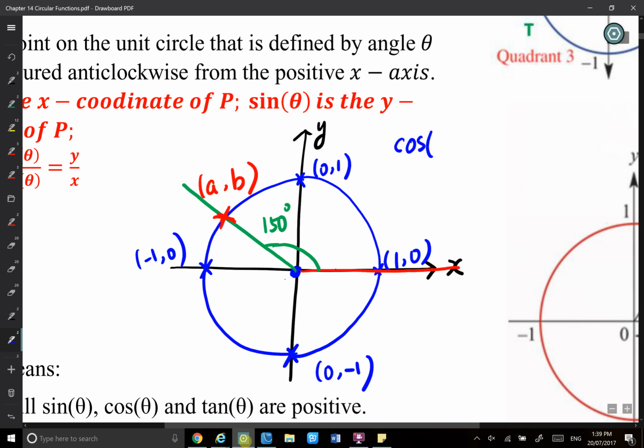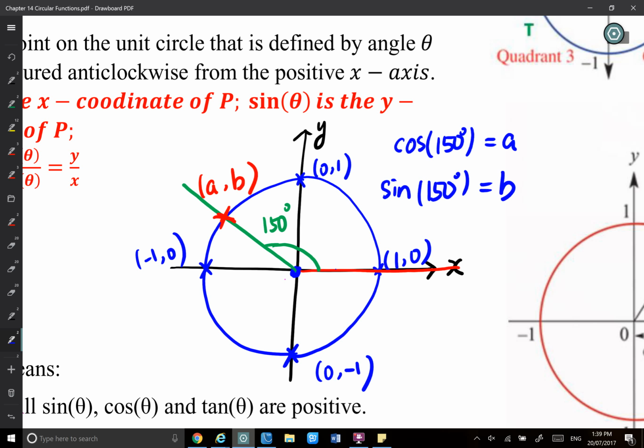So what is sine and what is cos? Cos of this 150 is just equal to a, and sine of this 150 will be the same as b. The x coordinate of the point of intersection is the cosine of that angle. The y coordinate of the point of intersection is the sine value of that angle.